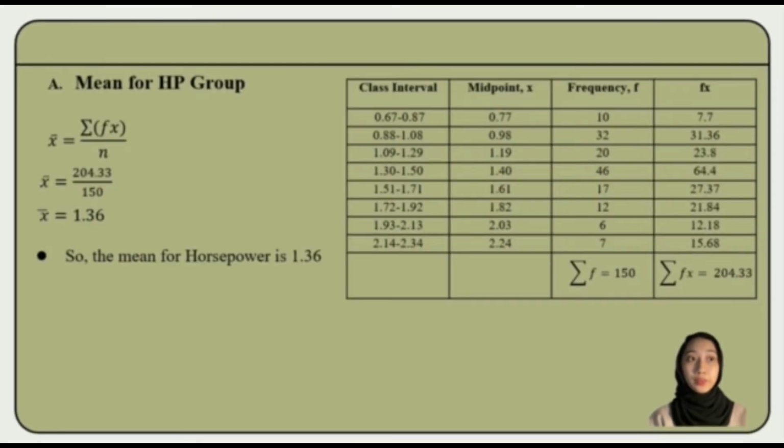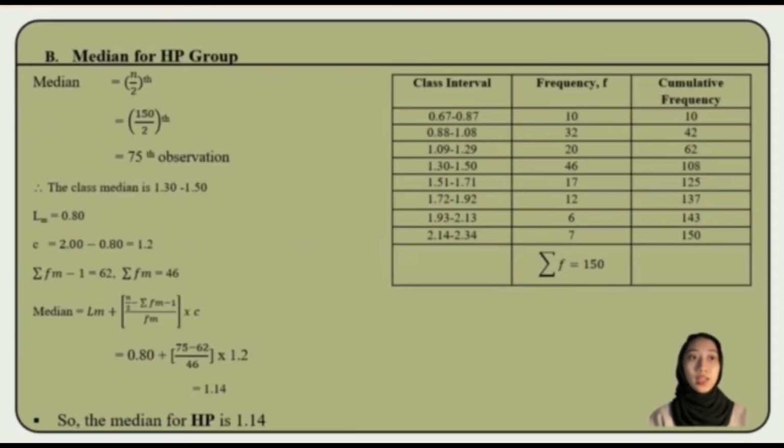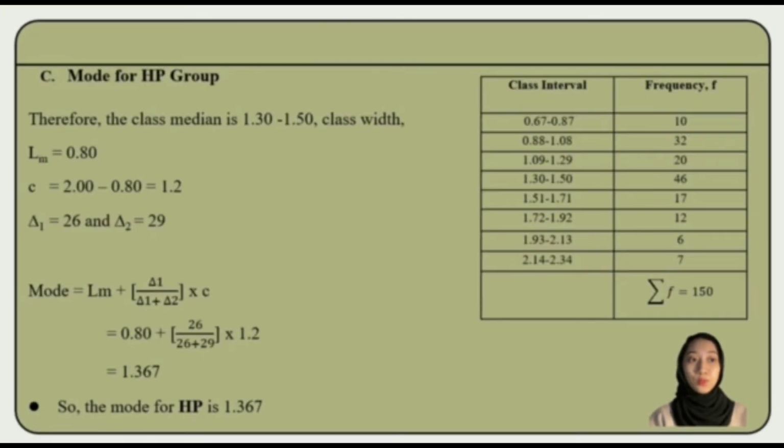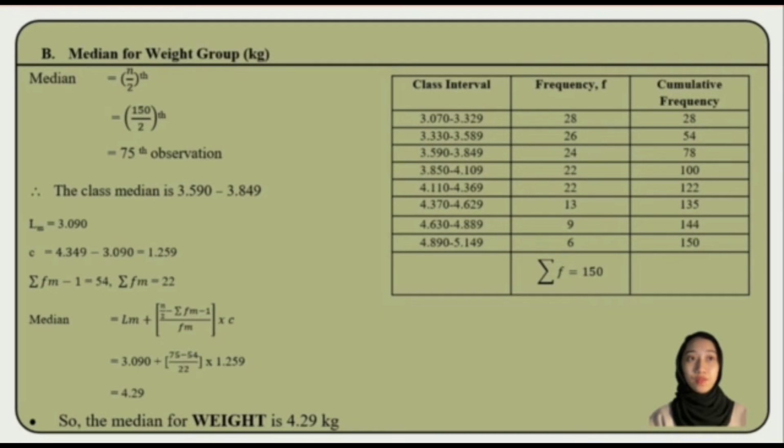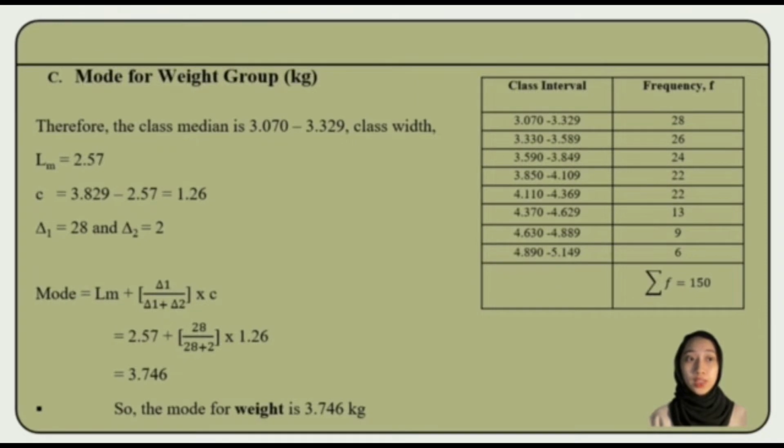Next, the mean for horsepower is 1.36, and the median class is 1.30 to 1.50, and the median for horsepower is 1.140. The mode for horsepower is 1.367, and the mean for weight group is 3.87 kg. Next is the median for the weight group, which is the class median 3.590 to 3.849, and the median for weight is 4.29 kg. Next, the mode for weight group is 3.746 kg.